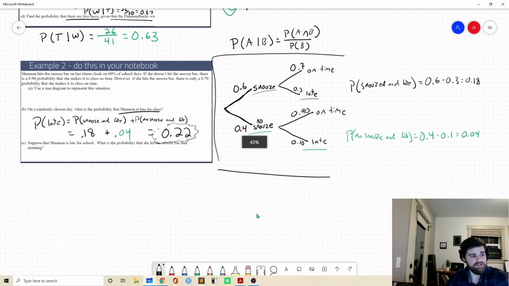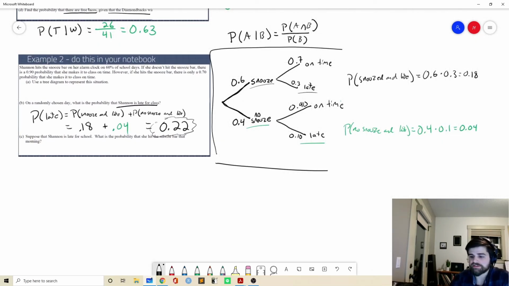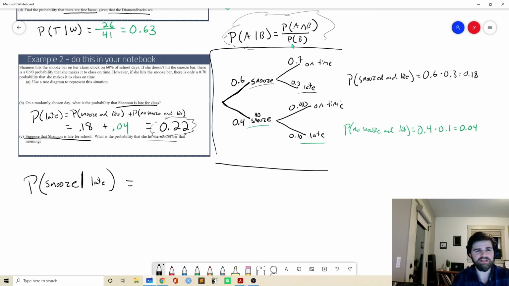All right, next question says, suppose that Shannon is late for school. That's our given condition. You already know this event has happened. So we already have given that she's late. So suppose that Shannon's late for school. What's the probability that she hit the snooze button? So let's say we see Shannon come in late for class. All right, we know she's late. We're wondering, did she hit the snooze button or not? So we should be able to calculate that. So we have this formula we talked about earlier, which will help us kind of think through this.